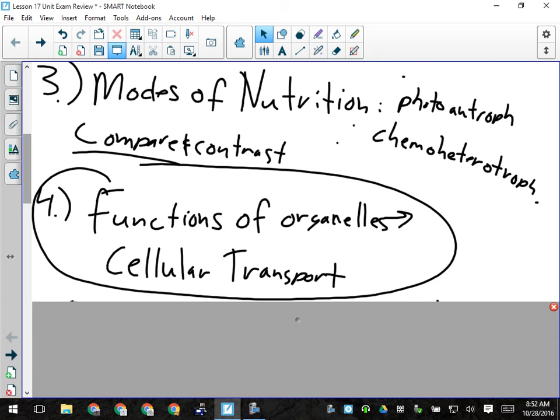Those 3, endocytosis, exocytosis, and by endocytosis I mean phagocytosis, pinocytosis, receptor-mediated endocytosis, those are not written response level things. In other words, if you read a question in the written response and it sounds like cellular transport, it's not one of those. It'll be diffusion, active transport, or osmosis. Those are the big 3. Those are the ones I really want you to know.